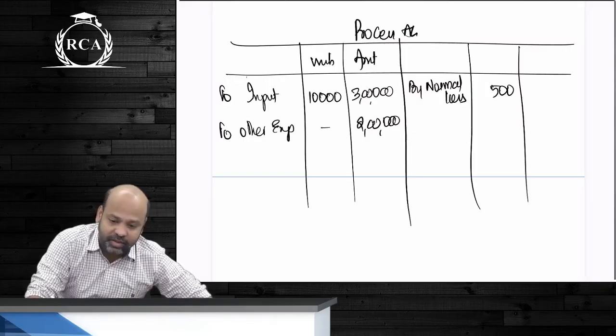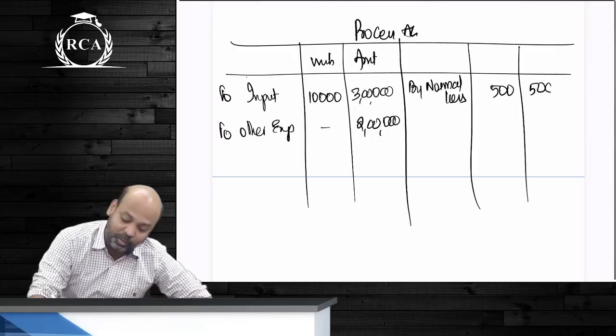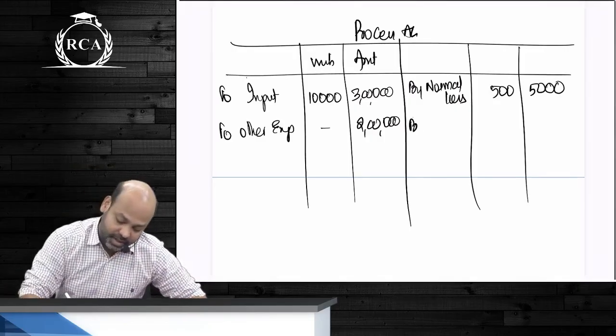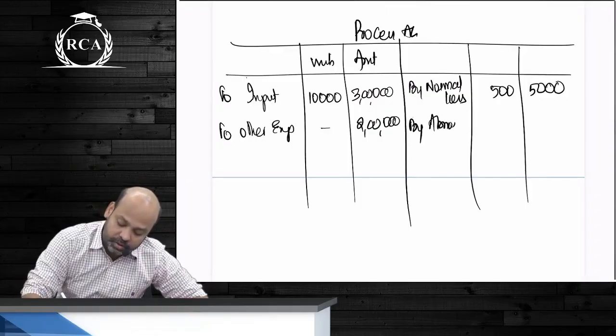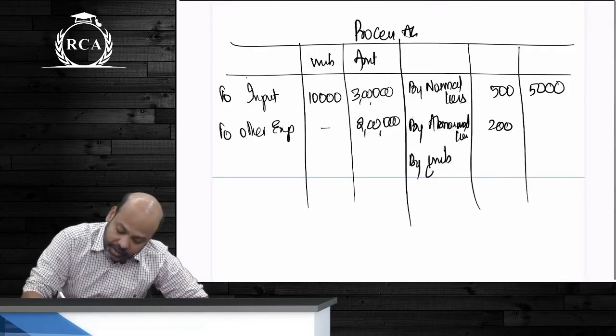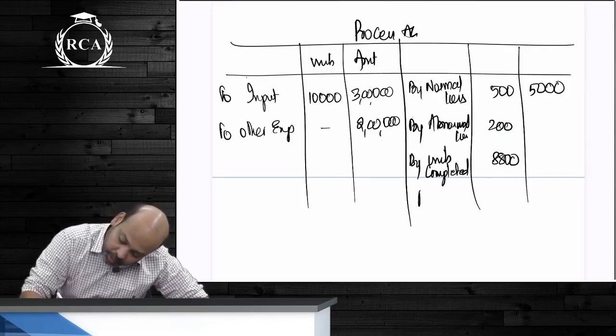Same as previous example. I even have to say that to you, beta, same as previous example. By abnormal loss, how many units beta? 200. By units completed, that will be getting transferred to the next process. How many? By closing work in progress, how many units?